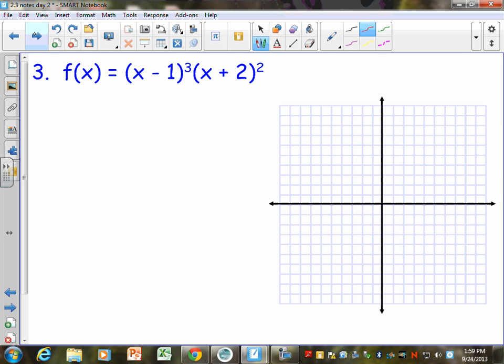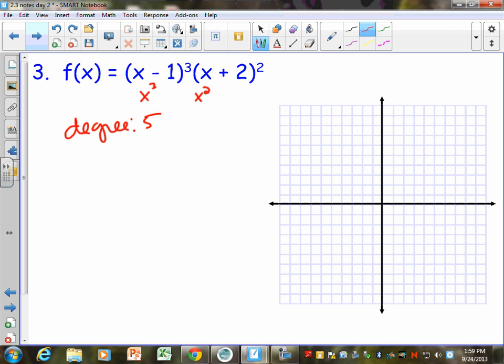Precalculus in the test. What's the degree of this? If you multiply this out, it would be x to the third, right? If you multiply this out, it would be x squared. So when you put that together, that would be 5. You with me on that?